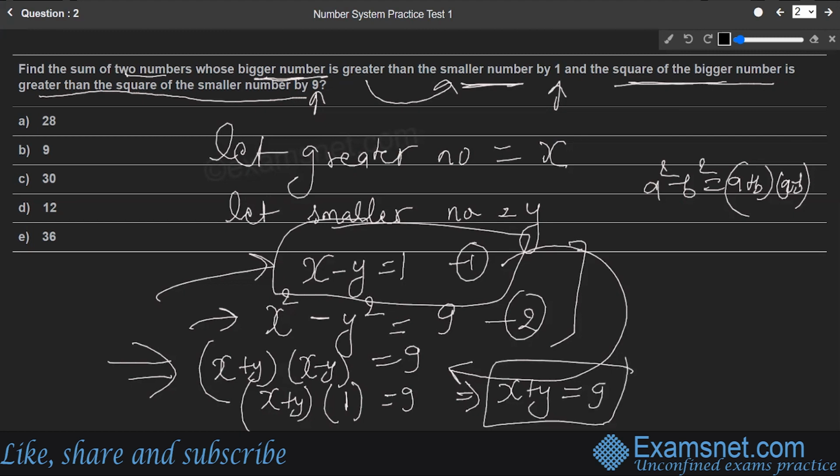And what they have asked in the question is to find the sum of two numbers. So clearly the sum of the two numbers becomes x plus y equal to 9. So the sum of the two numbers is nothing but 9, which is available in option number B and is the right answer.